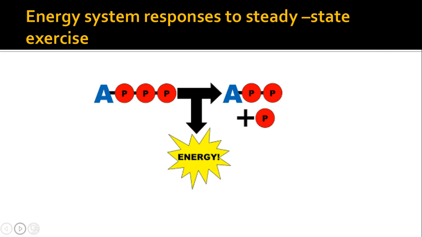This is why this energy system is used in steady-state exercise, because it allows us to contract our muscles over and over again, as it creates 34 moles of phosphate to resynthesize adenosine diphosphate to make adenosine triphosphate, which gives us energy.